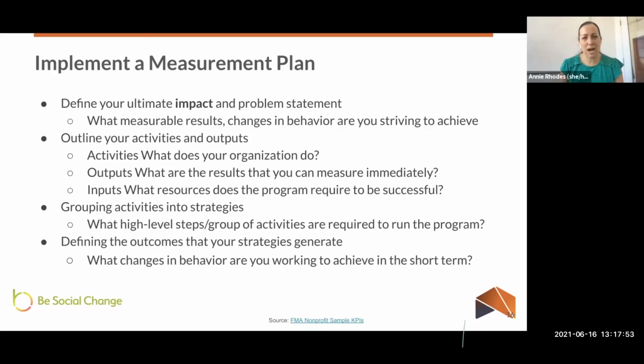Understanding that and grounding in this measurement plan will really help you identify and track the right data points to help support that. You see here the next step is understanding what activities and outputs are needed to really drive towards that impact. We then recommend you grouping those activities into specific strategies. So what groups of activities are required to run the program? And then finally, defining the outcomes that your strategies generate.